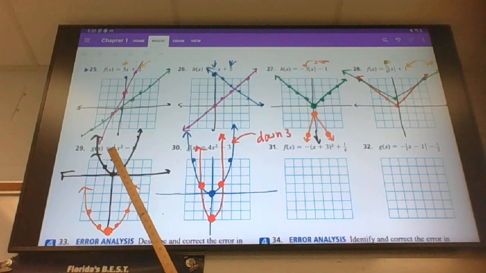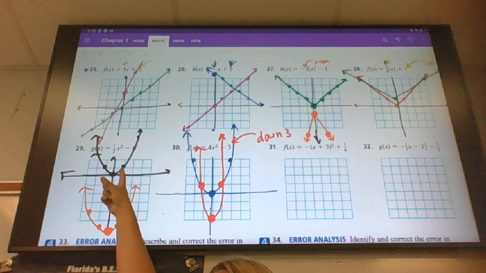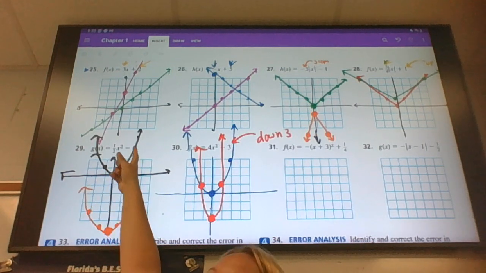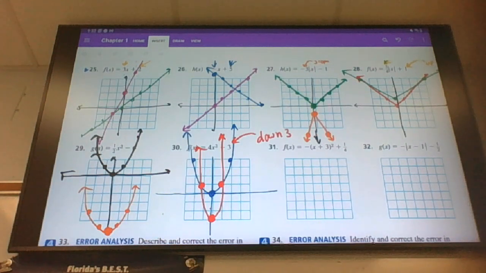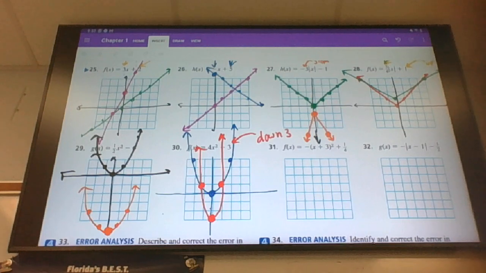The other thing that's happening in 29 is this 1/2. How do we do that? It's called a vertical shrink. And to draw it, in the regular parabola, the first point's over 1, up 1. And then the next one is over 2, up 4. Well, this is shrunk by half. So instead of over 1, up 1, I went over 1, up 1/2. It's half as high. And instead of over 2, up 4, you only go over 2, up 2. So every height is half what it was in the parent function.